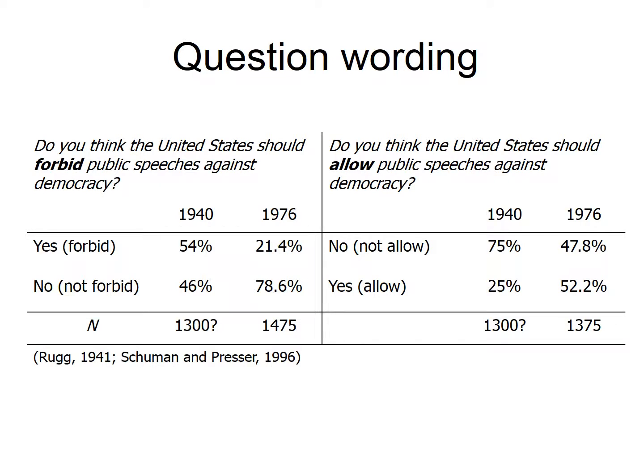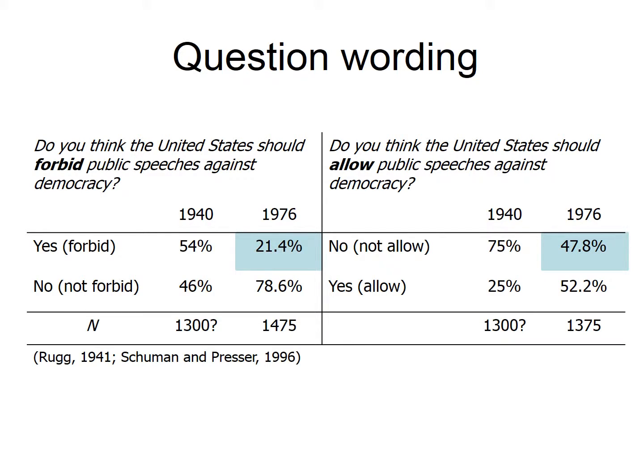Again, question wording, whether it's positive or negative, has a pretty strong effect. So this is actually from some political polling that was done at various times. Looking at 1940 and 1976, these are two national polls, and in both cases they changed basically a single word. Do you think the United States should forbid public speeches against democracy? So basically banning something. Or do you think the United States should allow public speeches against democracy? Now again, in this case, the only difference in this question is whether we're talking about it from stopping it or from allowing it.